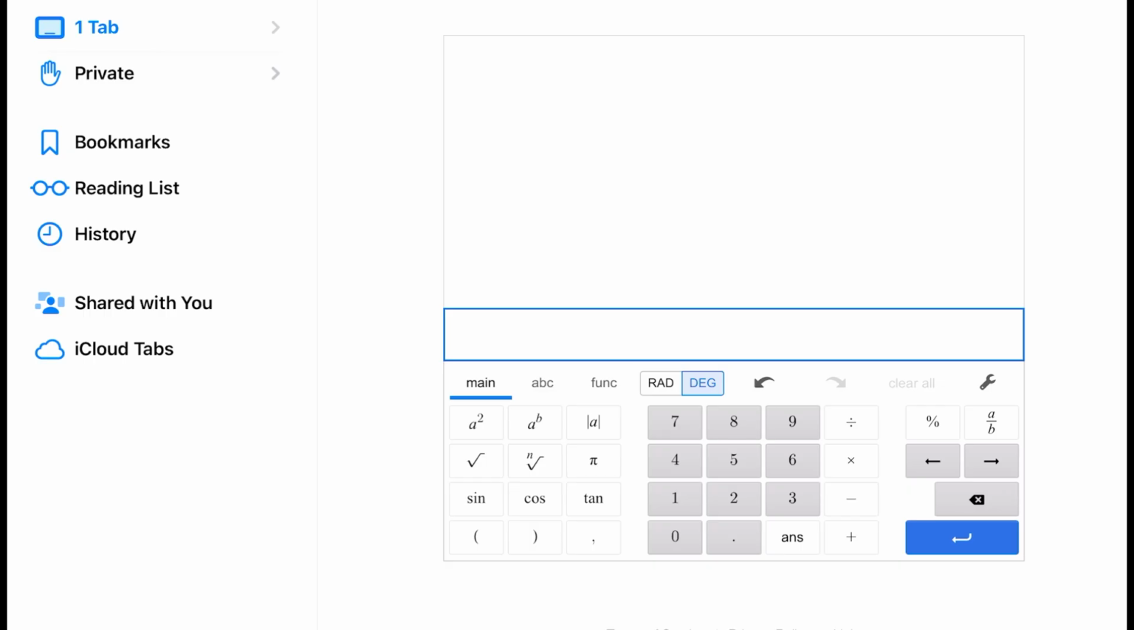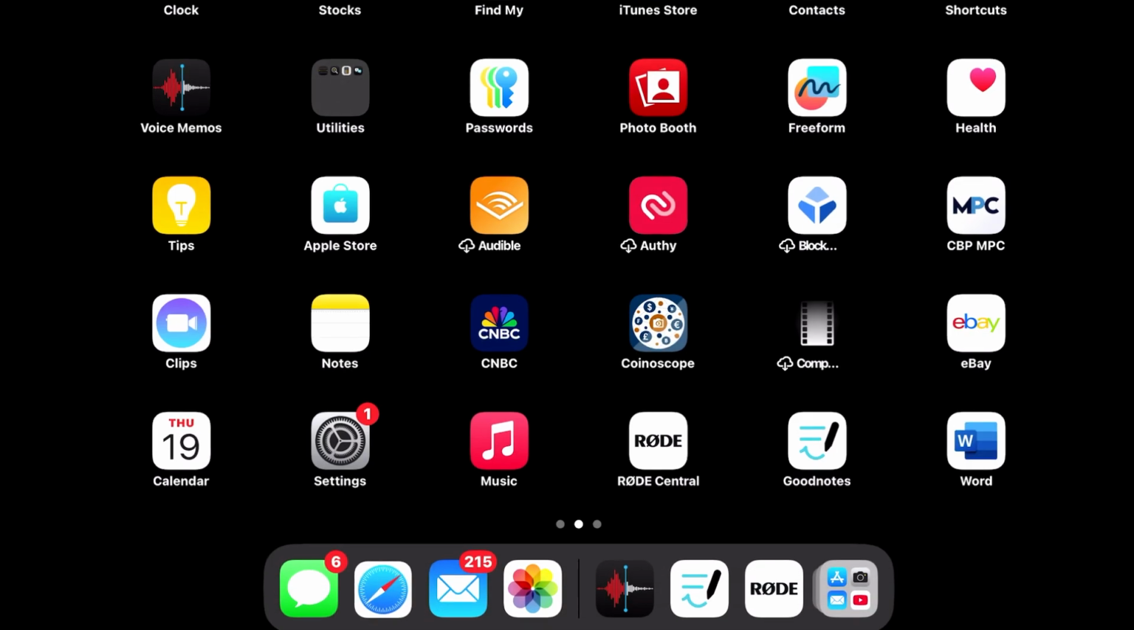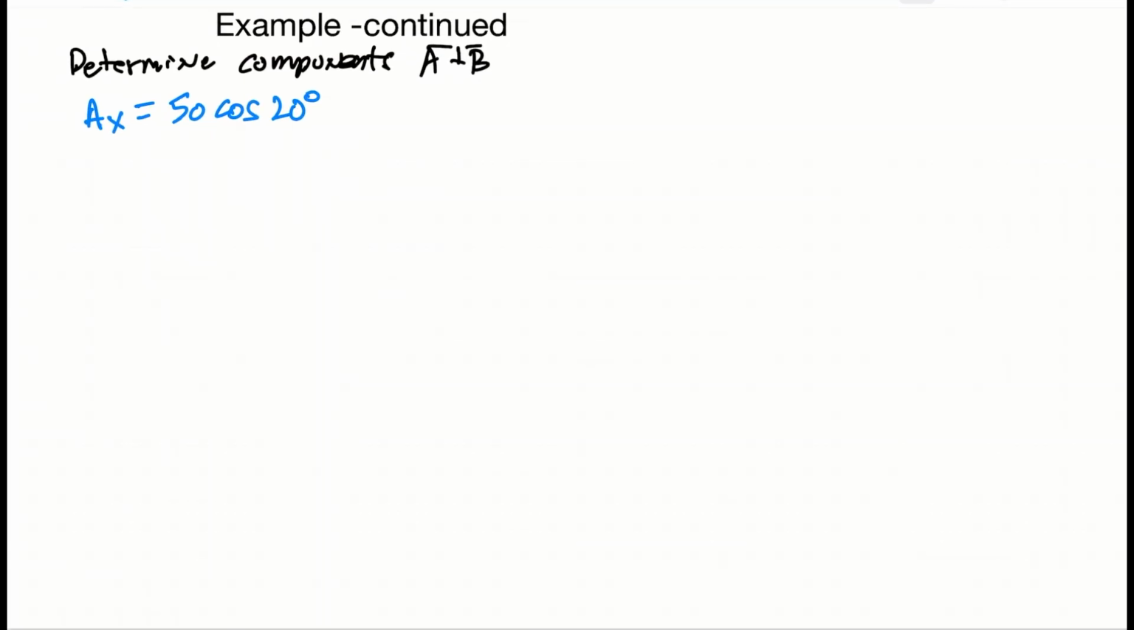So we have 50 times the cosine of 20 degrees, and we're in degree mode. So that's going to give us 46.98. So a sub x is equal to 46.98. Now, a sub y is equal to 50 times the sine of 20 degrees. That's 17.1 newtons.